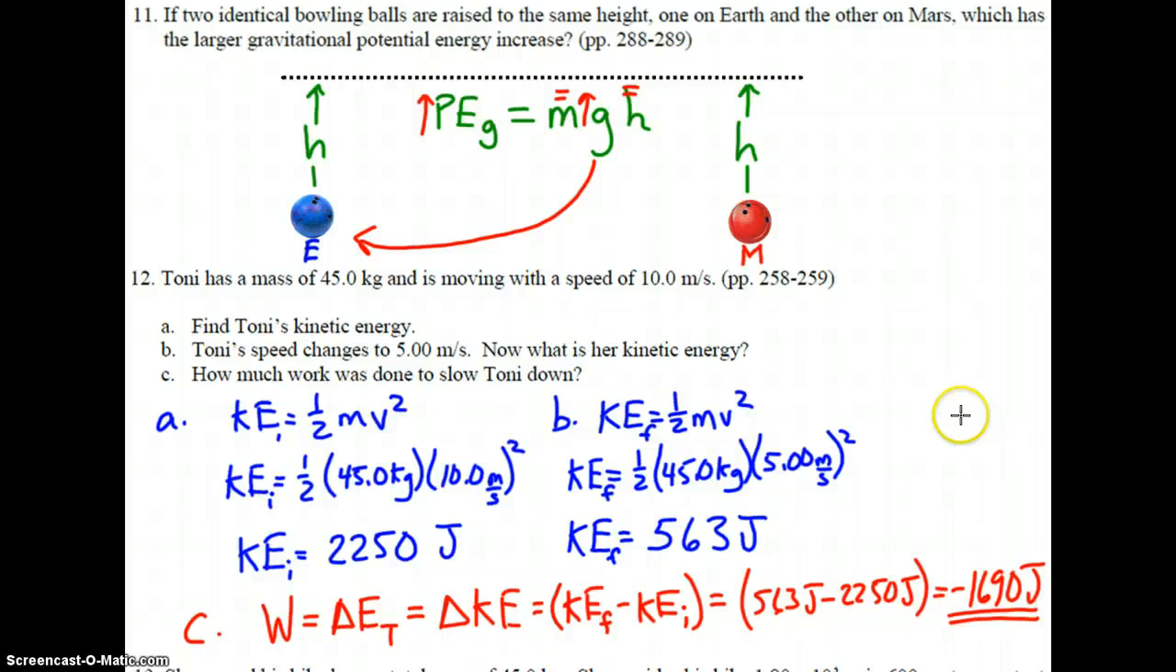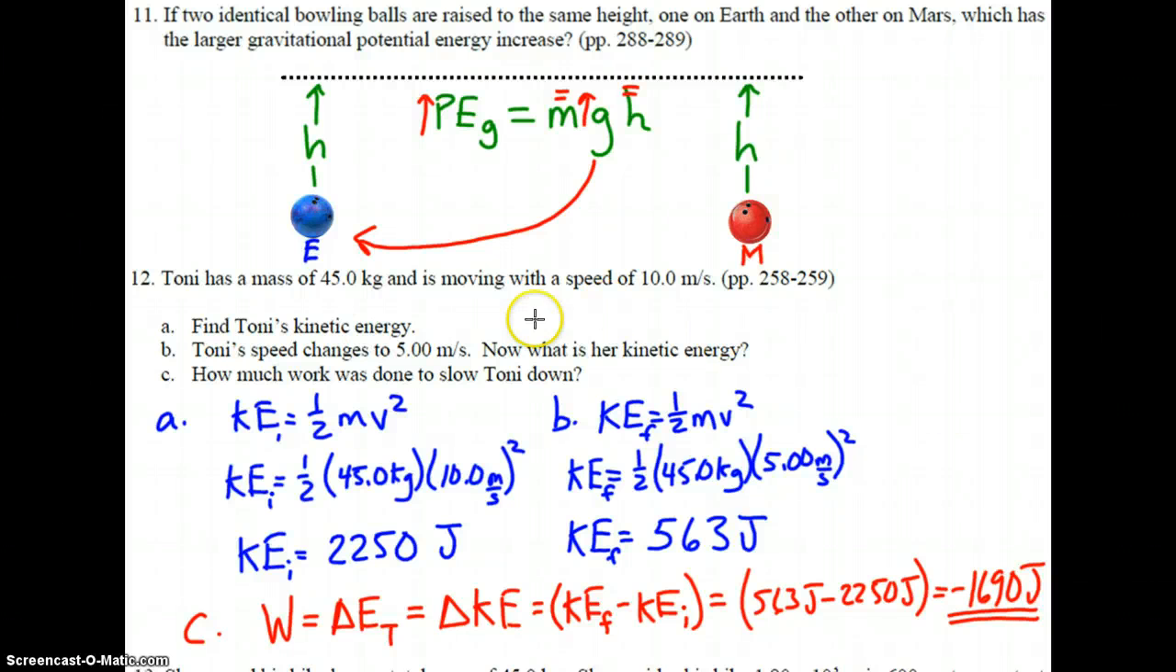Tony has a mass of 45 kilograms and is moving with a speed of 10 meters per second. A. Find Tony's kinetic energy. B. Tony's speed changes to 5 meters per second. What is her new kinetic energy? And C. How much work was done to slow Tony down?